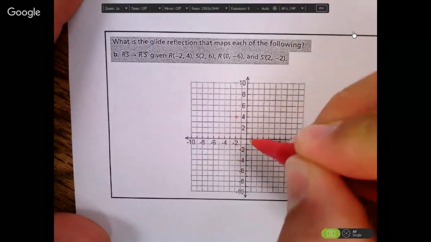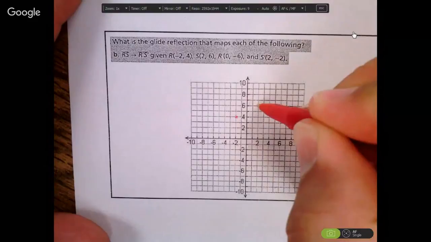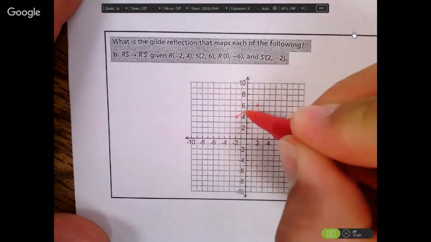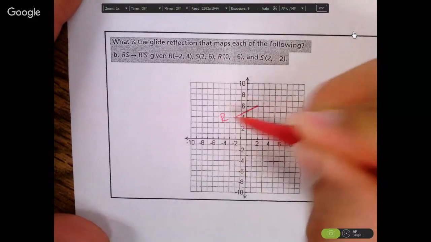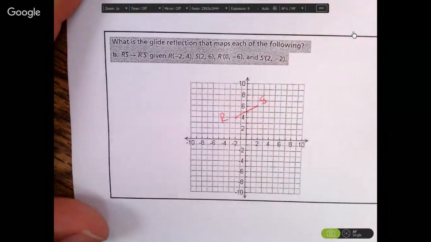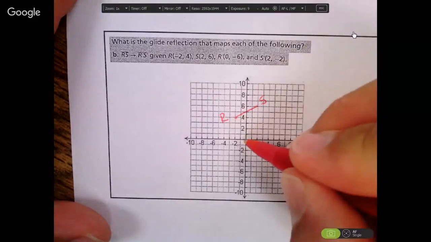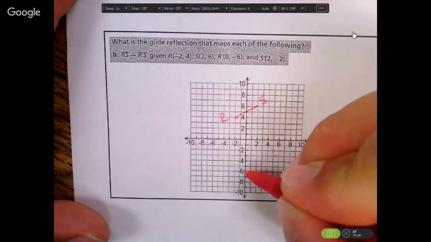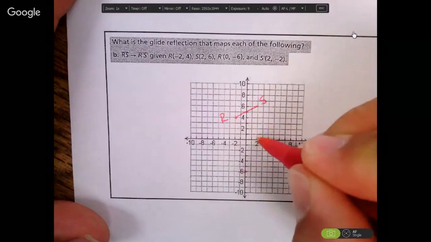and 2, 6. And Brody made a good point that it's really important to know that this is our starting shape. And I'm asking you to move that shape to the prime location. It doesn't say that, but it implies that the prime is the new shape. So 0, -6, and 2, -2.